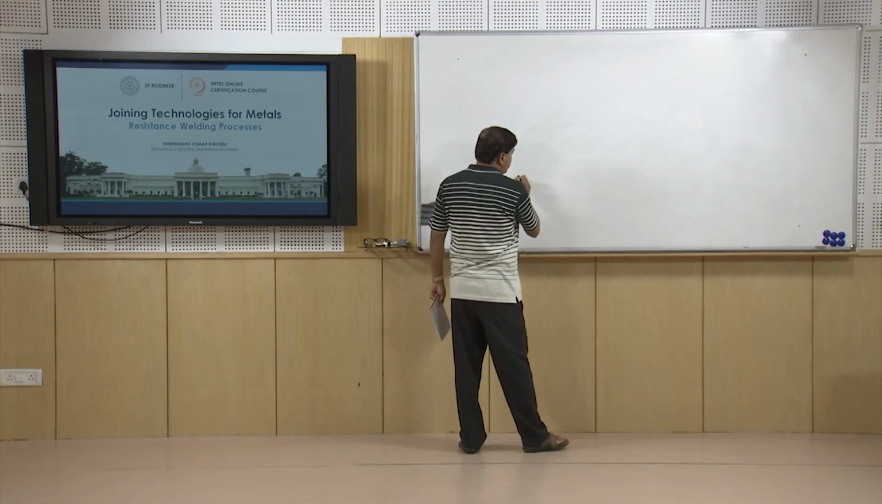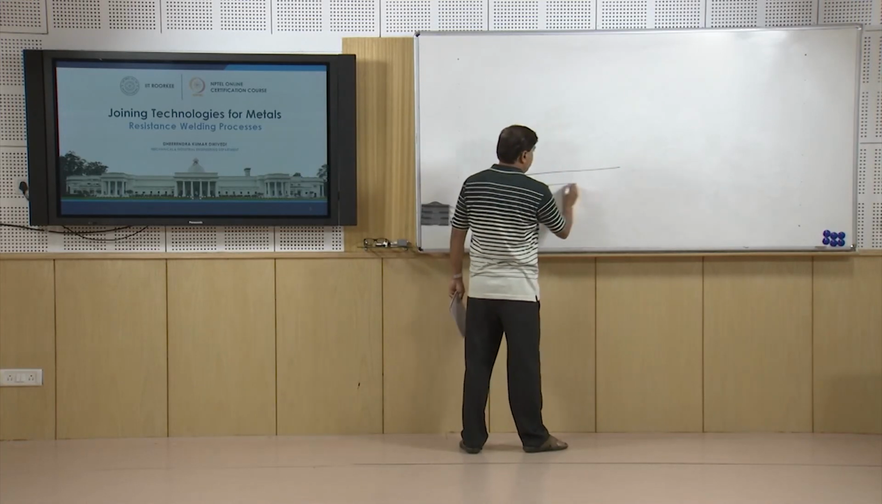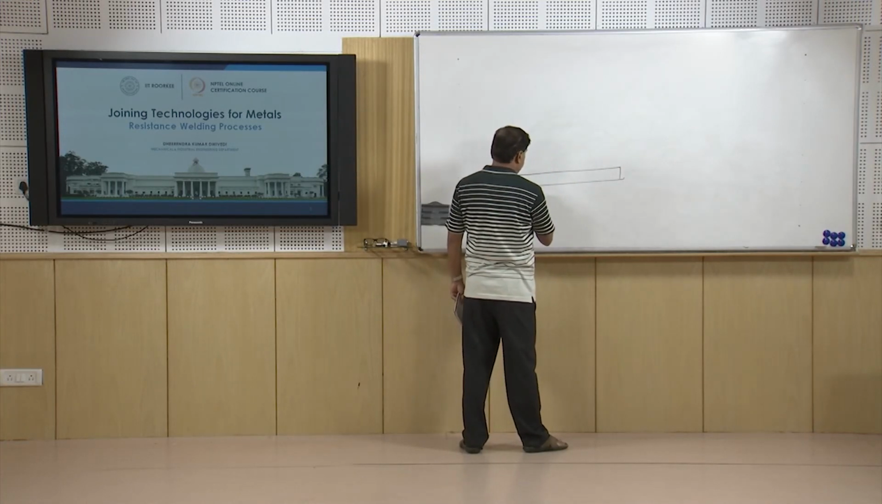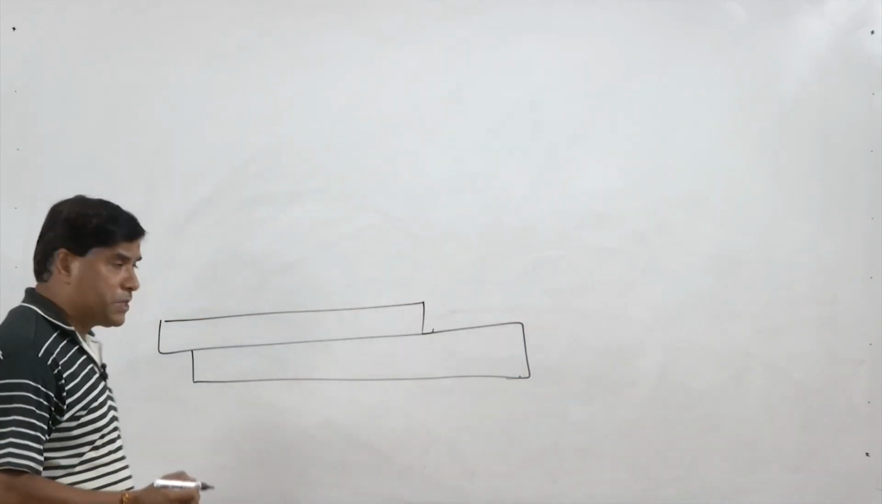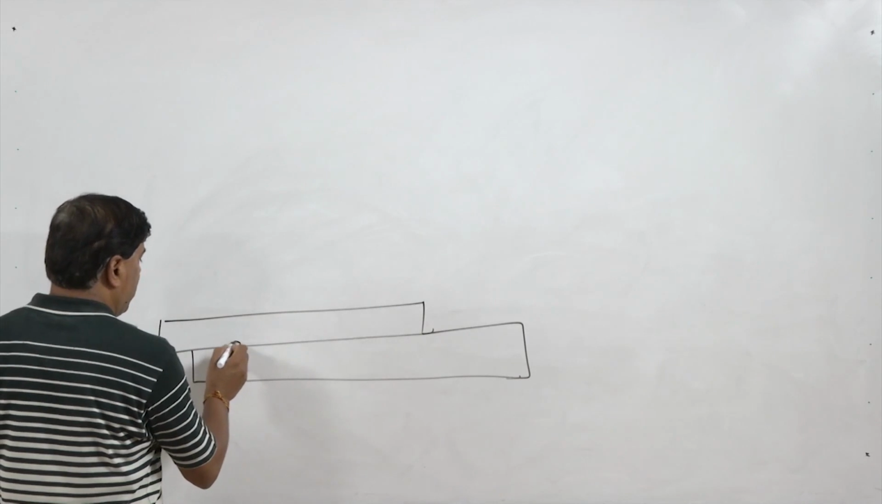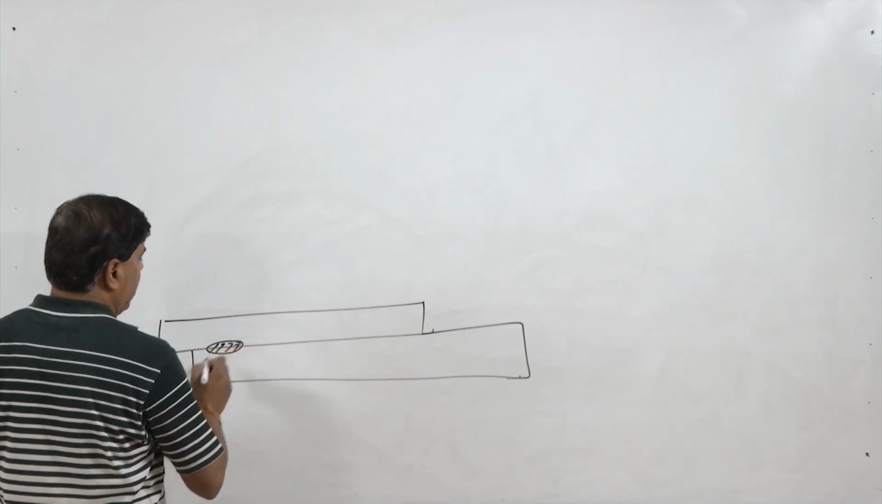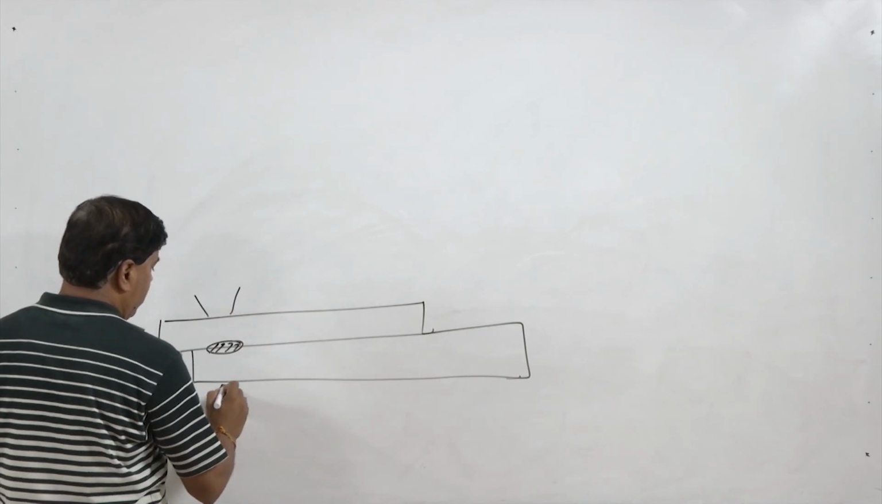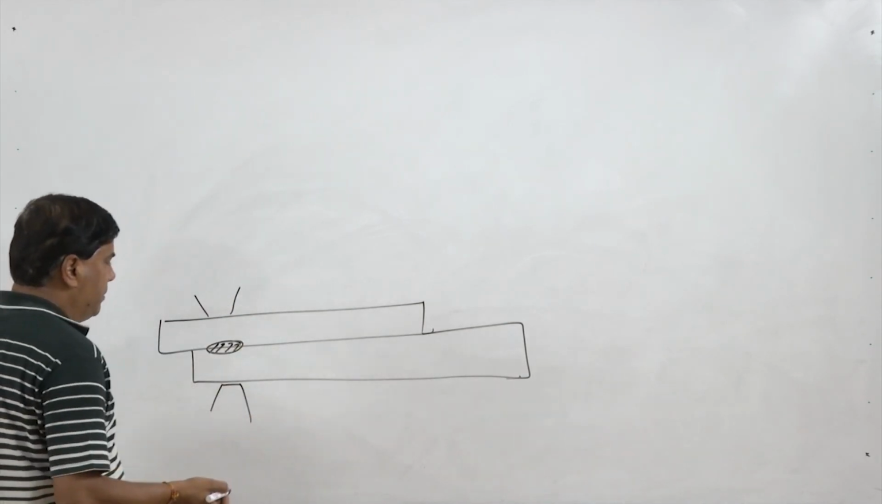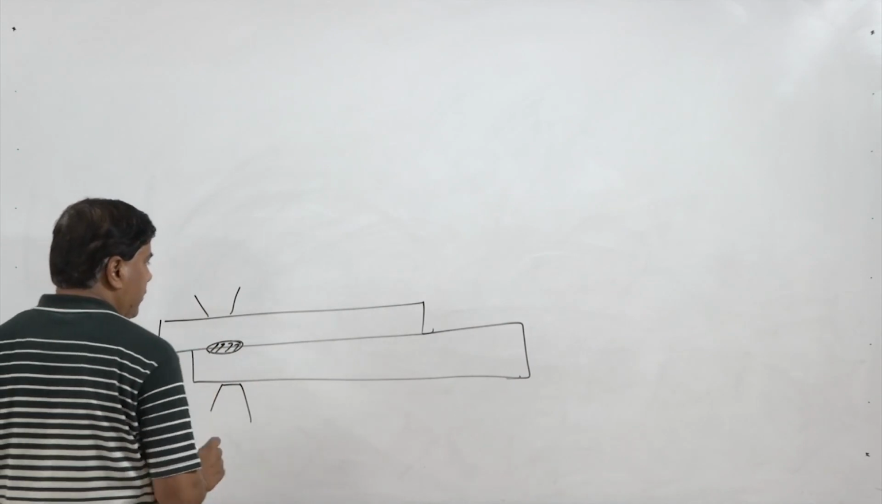Now we will see, once one spot has been formed in spot welding, what happens if a number of spots are to be made for higher load carrying capacity. Once one spot is made here by applying a suitable electrode and having the flow of current through this, heat will be generated and the nugget will be formed.